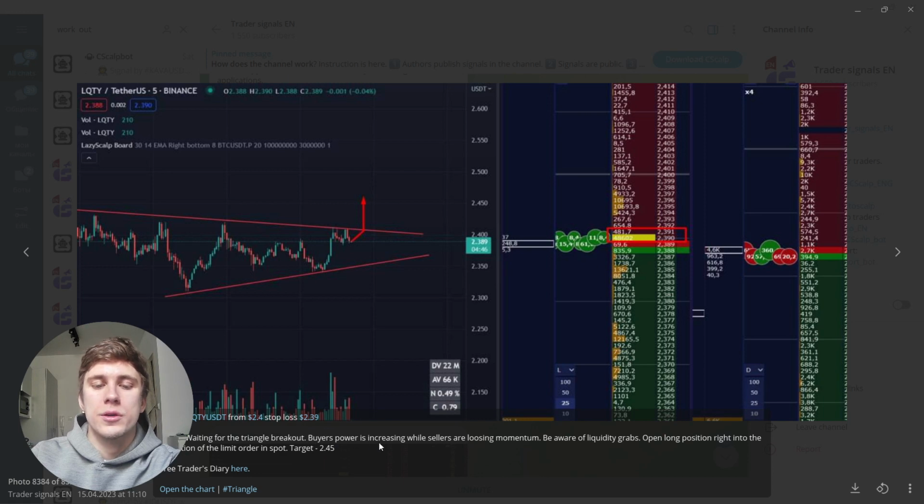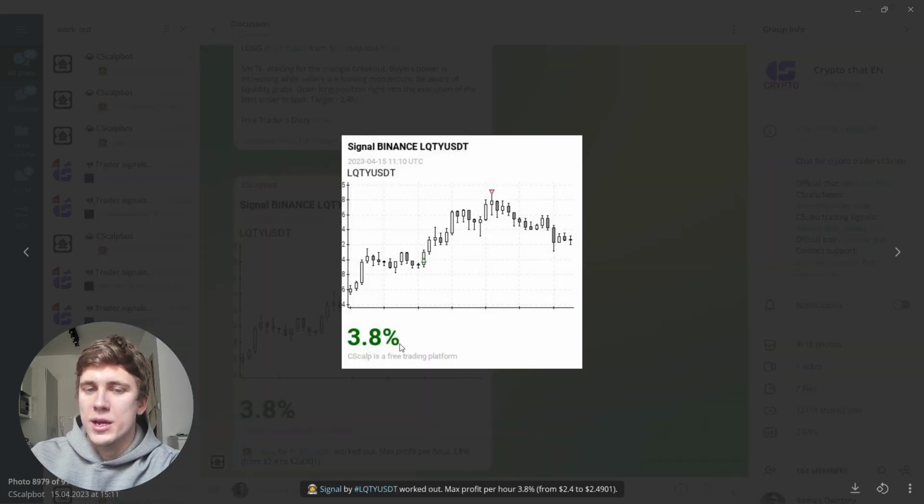The buyers' power was increasing while sellers were losing momentum. Finally, there was a chance to open the position in execution of this huge limit order to catch a very good impulse, because above and below the triangles there is usually a huge amount of liquidity that the price likes to grab. Finally, the breakout gave 3.8%, quite a sharp movement with almost no corrections, and that was a really good trade.